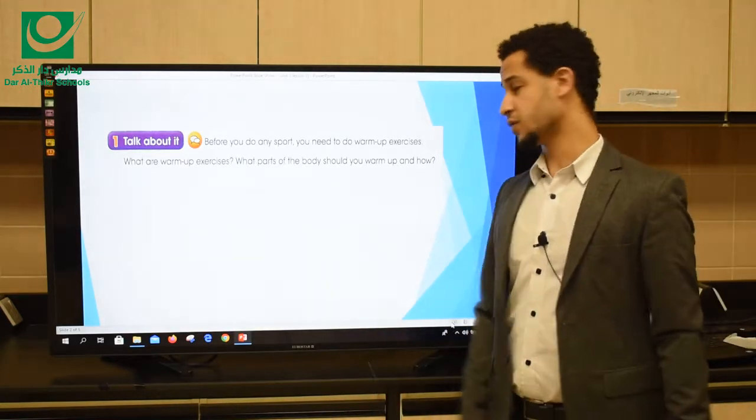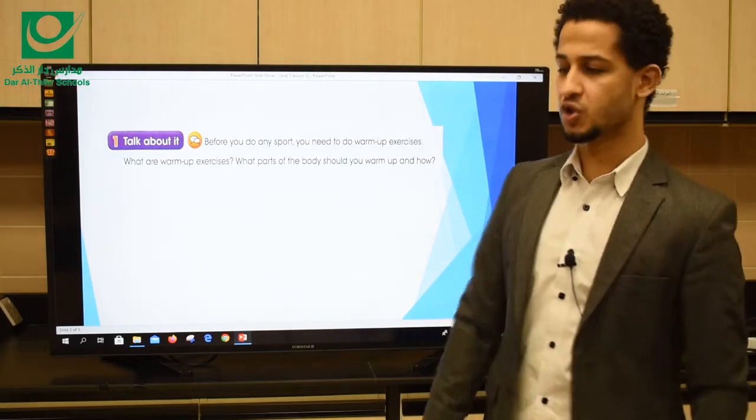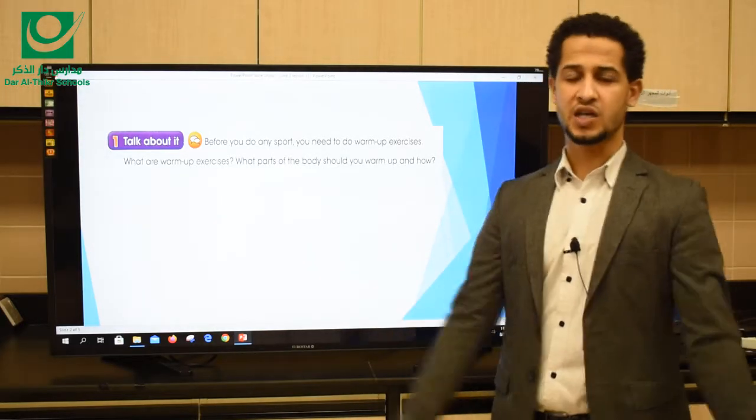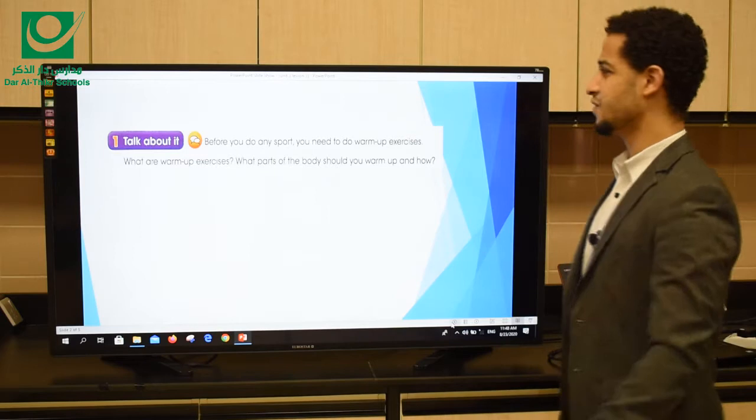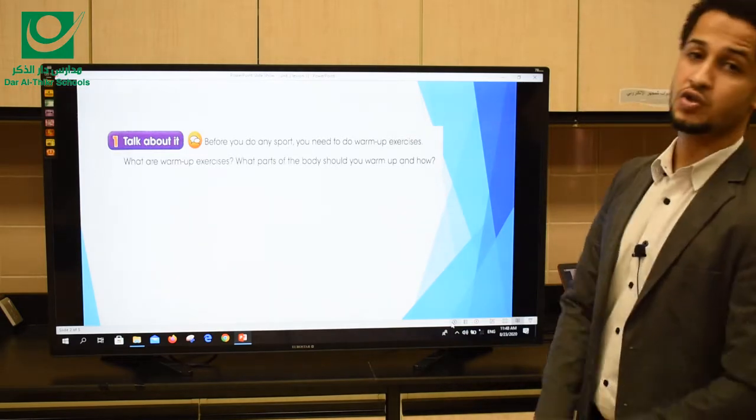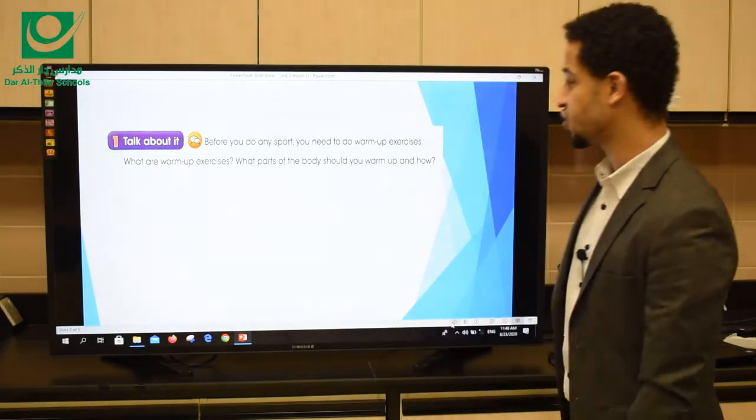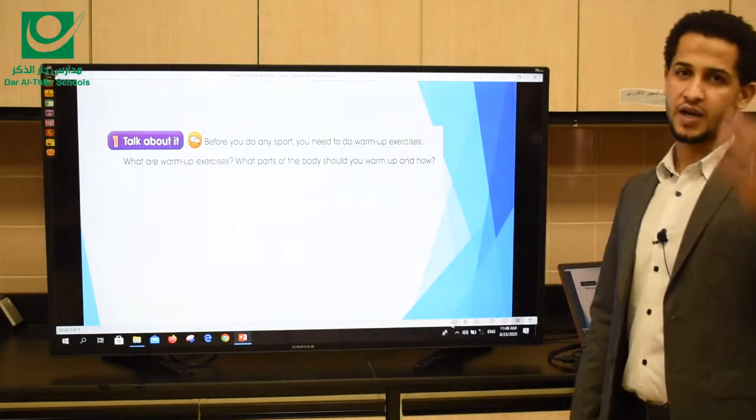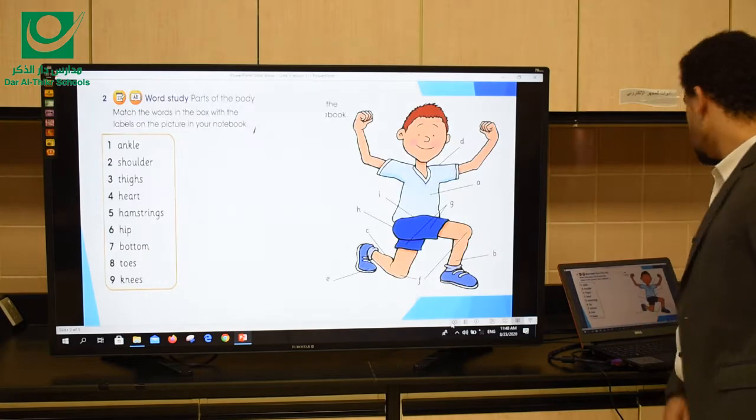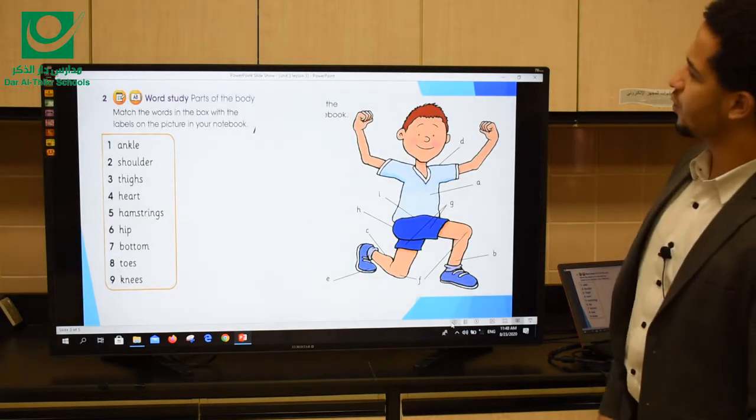What about the parts of the body? The muscles. You should stretch your muscles, your legs, your arms, and every single piece of muscle. Stretch it to do the right warm-up and to do the sports that you like in an effective way. Okay?